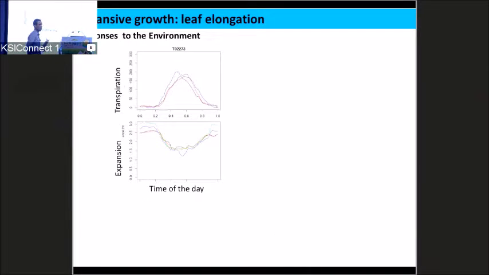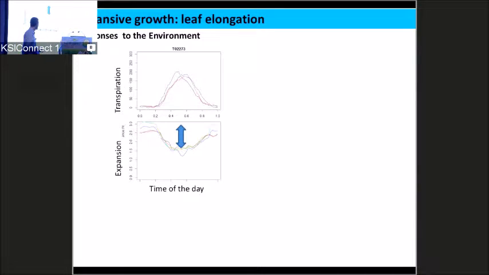In response to the environment, we use the time courses, for example the time courses for 3 genotypes: the time course of transpiration and expansion rate. What you can see is that, at the beginning, we are still during the night, the transpiration is low. And then during the day, the transpiration increases with the evaporative demand. And at the same time, the expansion rate decreases.